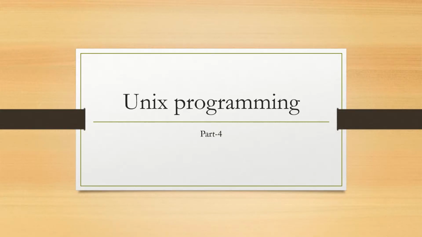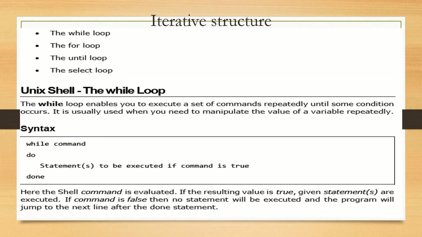Just we will discuss another part of shell programming. Here we will discuss all the looping structures of Unix script. Okay, let us discuss iterative structures of Unix shell programming. Iterative structure means some statements are repeatedly executed until a certain condition is met or not met.